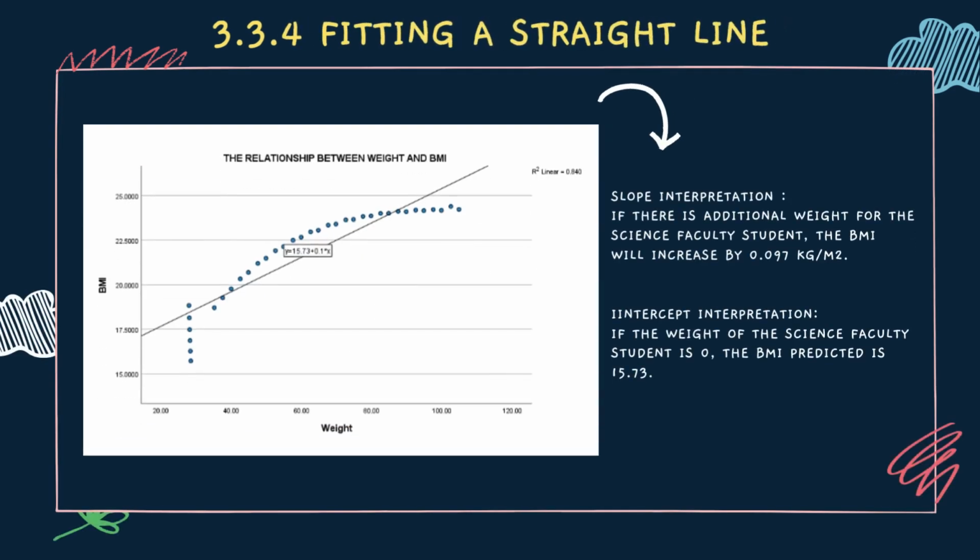Last but not least, fitting a straight line. We can interpret this slope as: if there is additional weight for the science faculty student, the BMI will increase by 0.097. As I said before, as for the intercept, if the weight of the science faculty student is 0 kg, the BMI prediction is 15.73 kg per meter square.